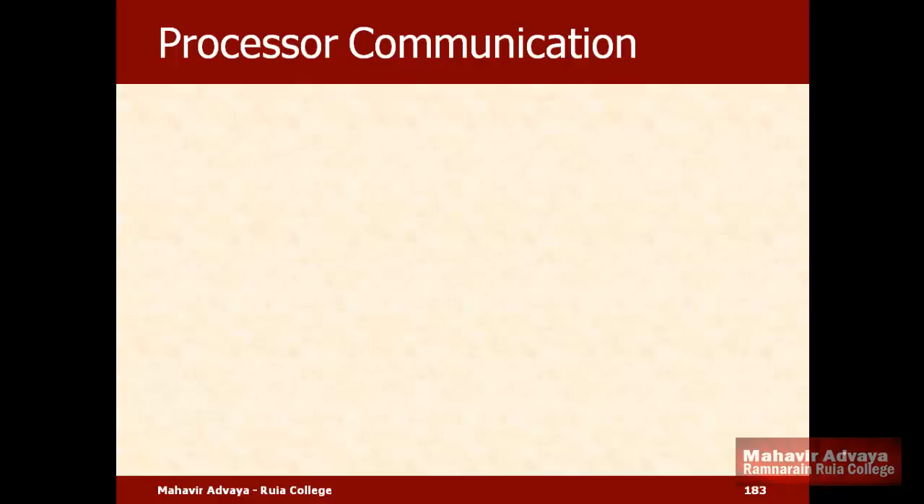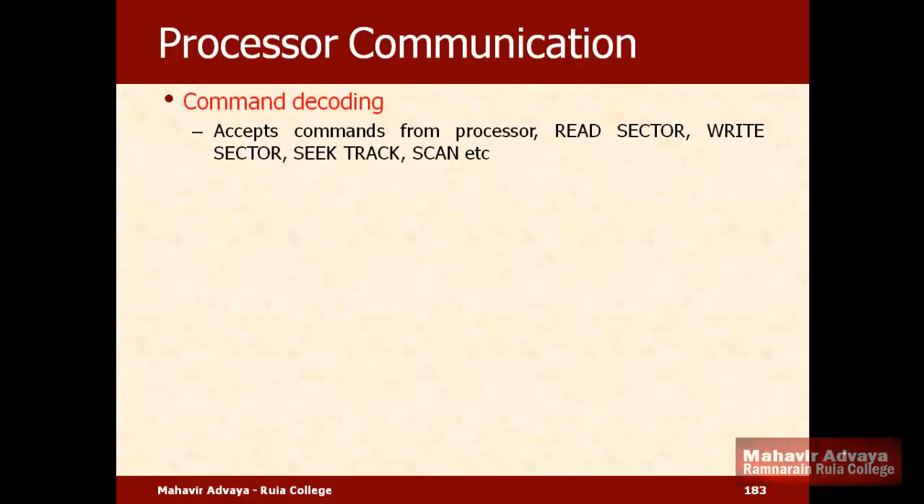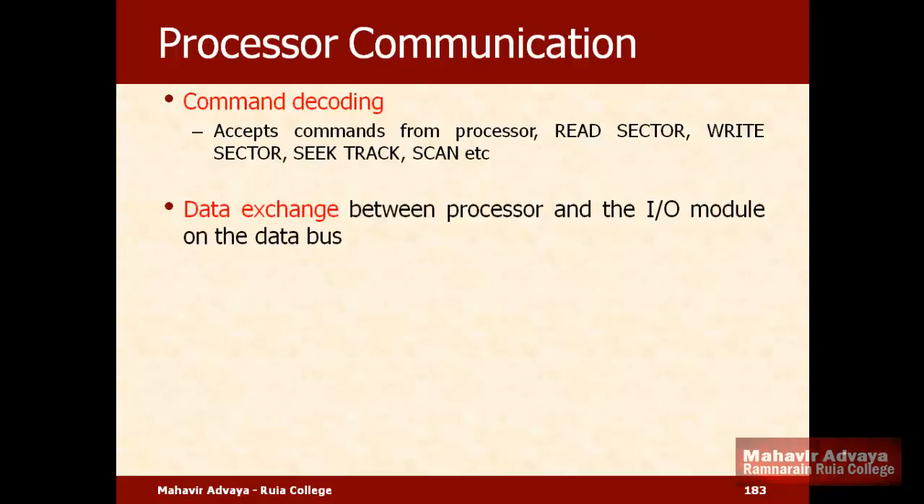Processor communication. The input output module is used for communicating with the processor. For processor communication, the input output module has to decode the commands that are received from the processor, like read sector, write sector, seek track, scan, etc. These commands are decoded by the input output module to identify which device is to be used and what is to be done with the device.